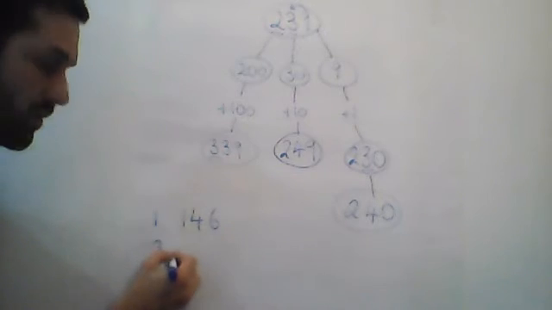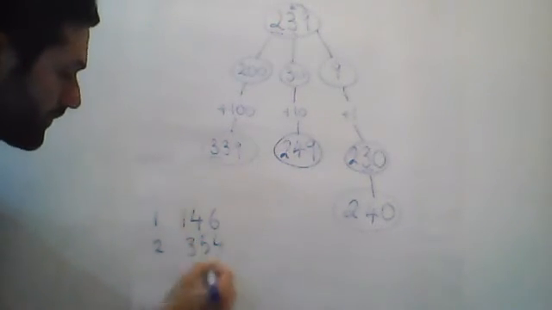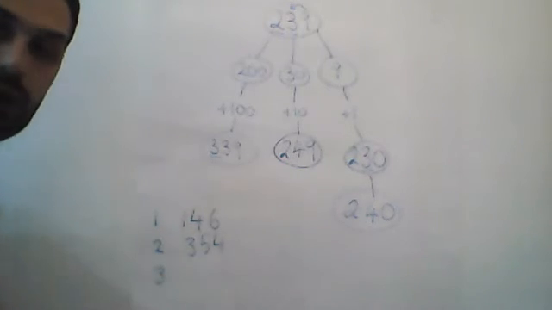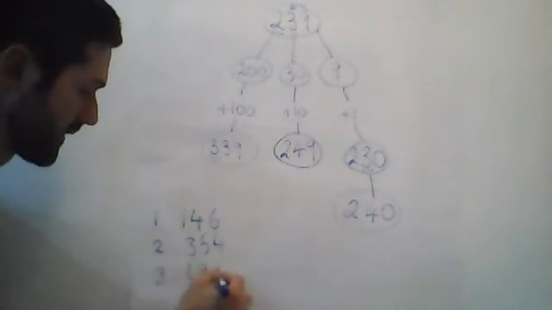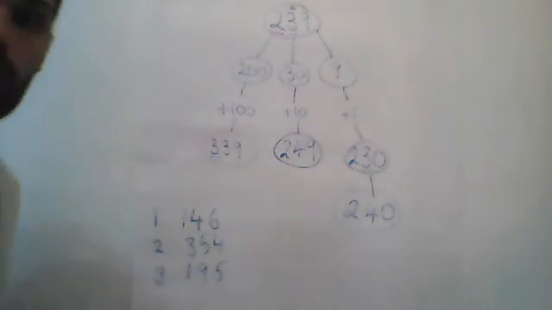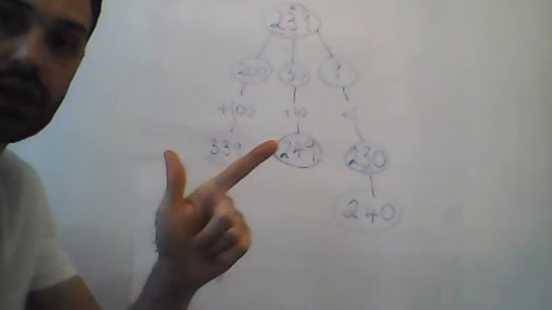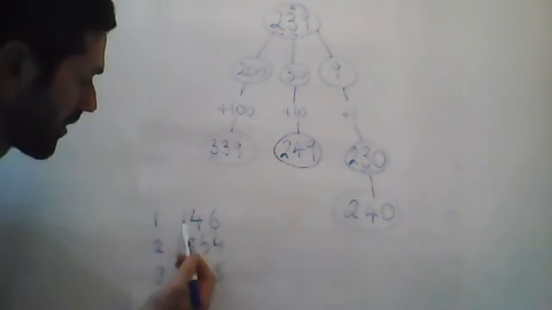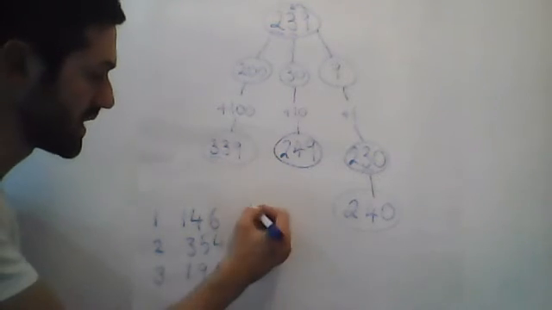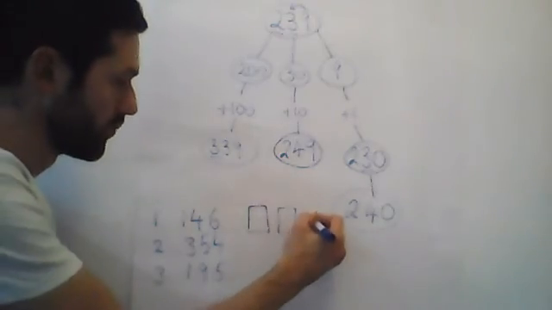Second number is going to be 354. Third number is going to be 195. Now, what I must stress is I want rulers, I want straight lines, and I'd like you to keep your numbers, all 3 digits, into 3 of your boxed columns on your book.